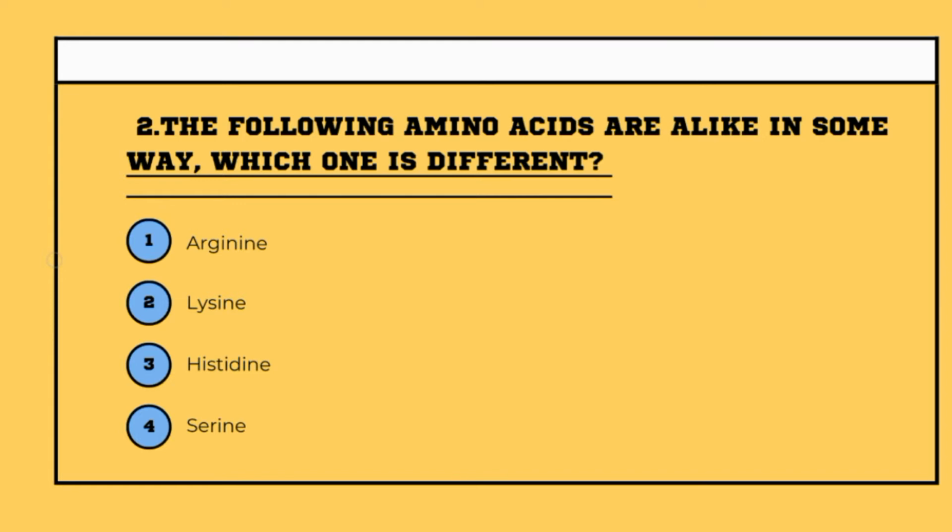Question number 2. The following amino acids are alike in some way. Which one is different? 1, Arginine. 2, Lysine. 3, Histidine. 4, Serine. Which one is different? Well, arginine, lysine, and histidine, these 3 are positively charged. But serine is actually a polar non-essential amino acid. So the answer is number 4, serine.